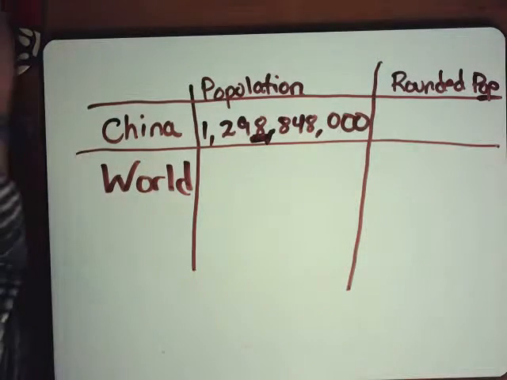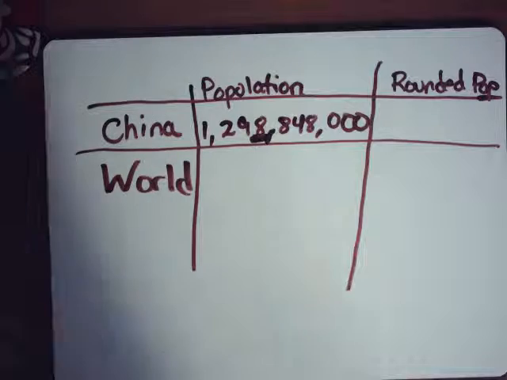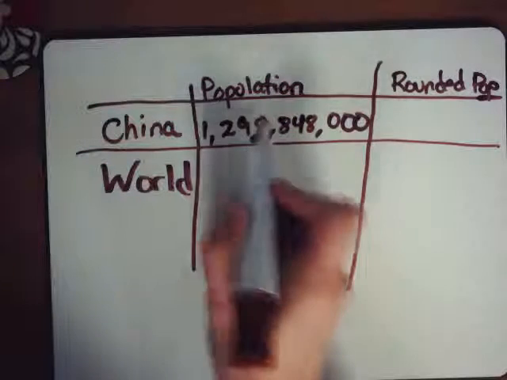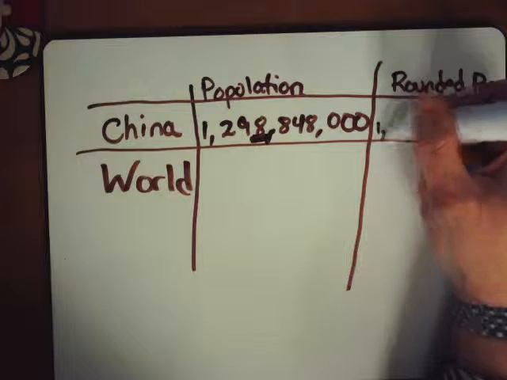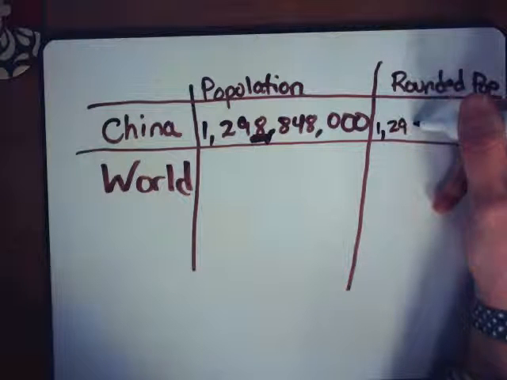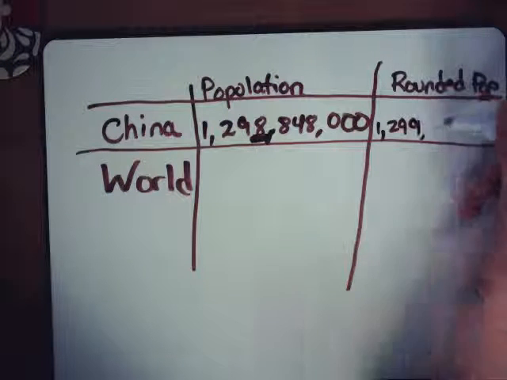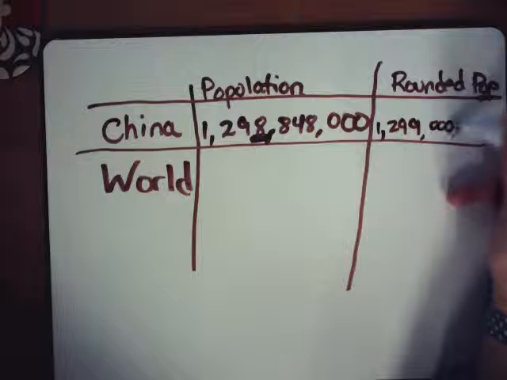So my rounded population then, let's get my draft out of here. My rounded population, I keep these all the same, except for this one. I'm going to round it up. So I've got 1,299,000,000, and the rest go to zeros.